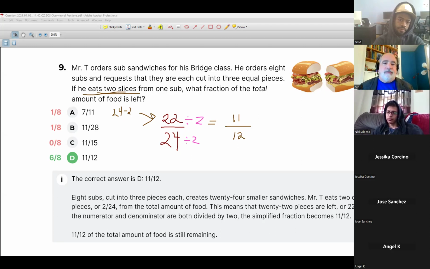Okay, good. Got it. So we were supposed to divide with that, and then we got the answer. All right. So 22 left out of 24 to start with is the same as 11/12. It's the same fraction. All it is, it's an equivalent fraction. We've just simplified and reduced it.